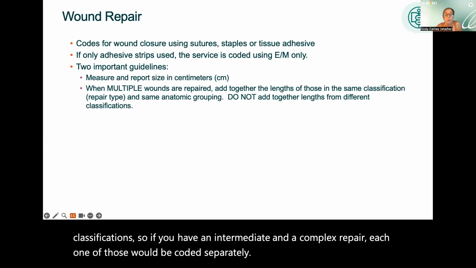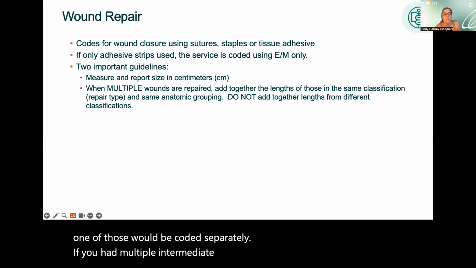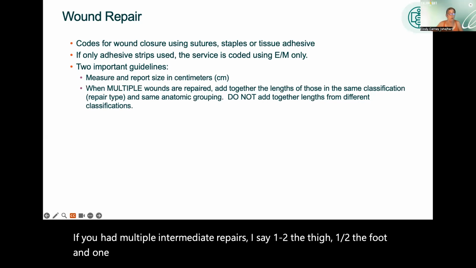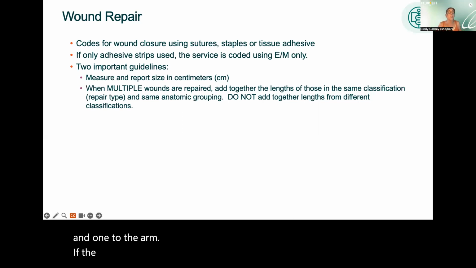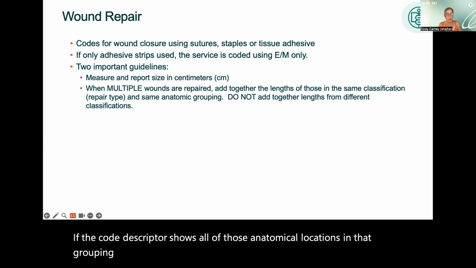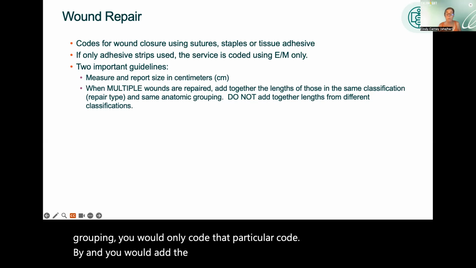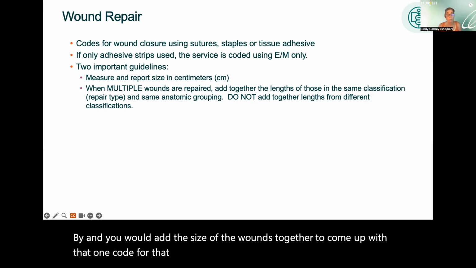If you had multiple intermediate repairs, say one to the thigh, one to the foot, and one to the arm, if the code descriptor shows all of those anatomical locations in that grouping, you would only code that particular code. And you would add the size of the wounds together to come up with that one code for that intermediate repair.